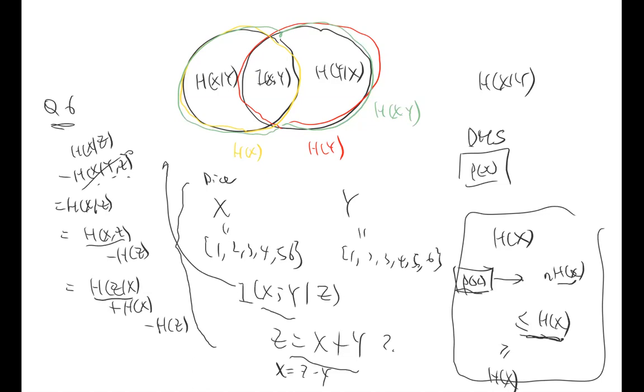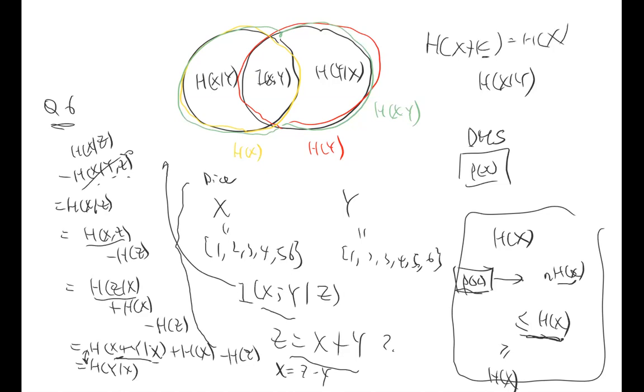This one, H(Z|X), is H(X plus Y given X), because Z is equal to X plus Y, plus H(X) minus H(Z). You all agree that this step is important? Because given X, X is just a constant. Remember, if I have X plus k, where k is a constant, it's just equal to H(X), so it doesn't change anything. So now X is given, X is essentially a constant, and therefore H(X plus Y given X) is just equal to H(Y given X).